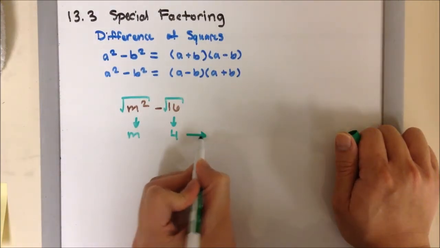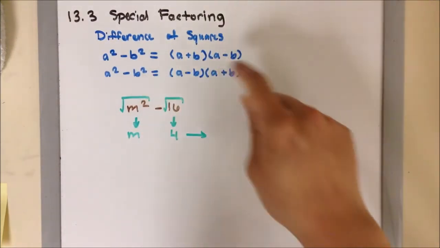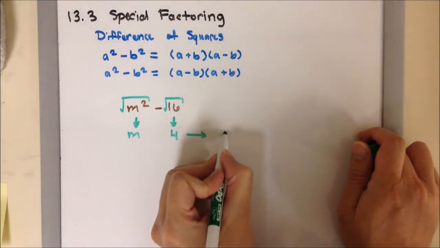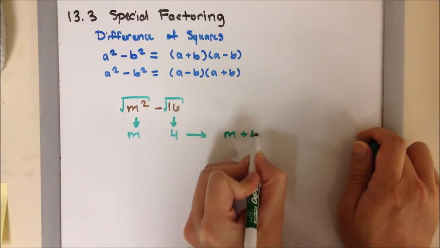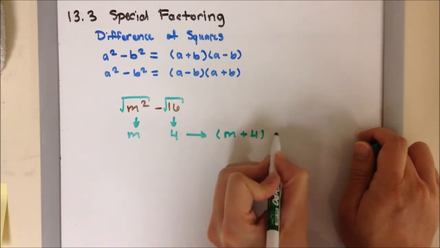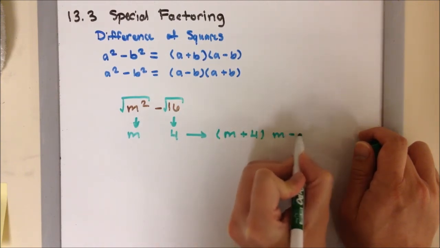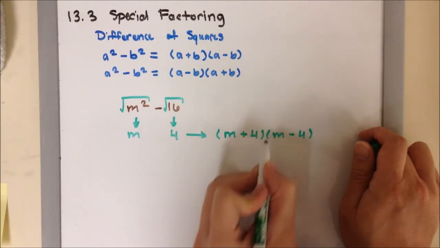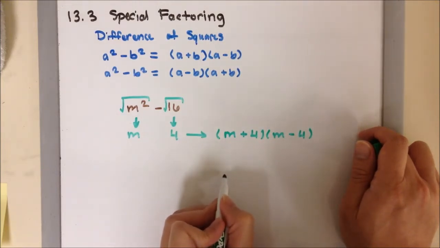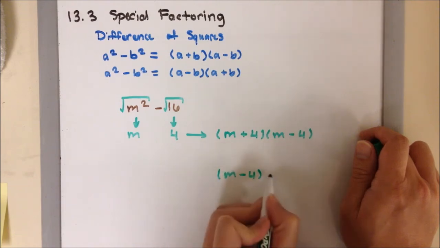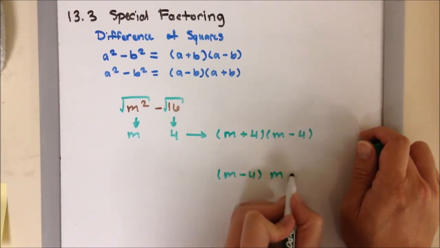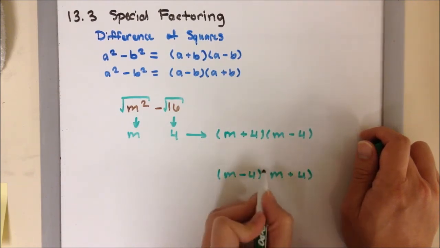So after I do the square root, then I'm just going to follow the form of the answer. So if I write the first set of parentheses m plus 4, then the second one will be m minus 4. Whereas if you chose to write m minus 4 first, that's okay. Then the second one, m plus 4. Remember, it has to be opposite signs.